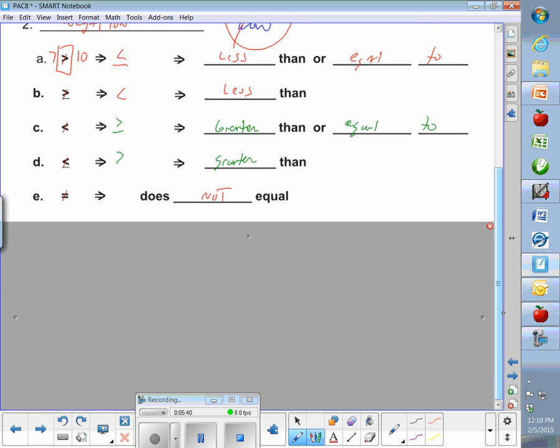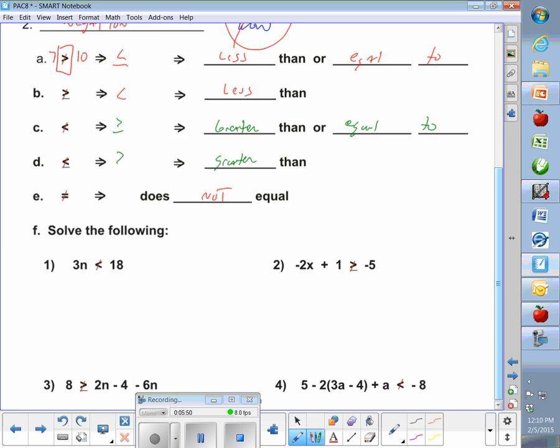So we've been dealing with inequalities of the equation type. Again, they're not an equation, right? Because an equation is equal. But we've been doing inequalities and solving them. So let's do a couple examples here.